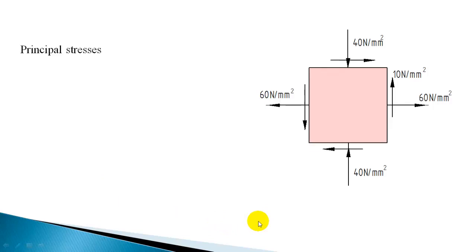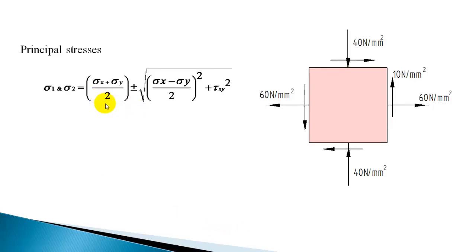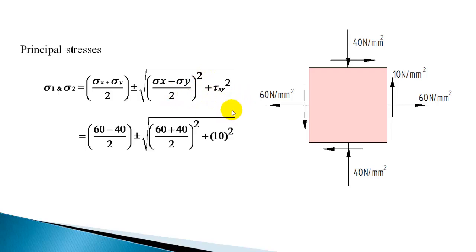Now the principal stresses are given by sigma x plus sigma y by 2 plus or minus root of sigma x minus sigma y by 2 whole square plus tau xy square. Substituting for sigma x and sigma y, sigma x is 60, sigma y is minus 40, so 60 minus 40 by 2 plus or minus root of 60 plus 40 by 2 square plus 10 square, which will give 60.99 megapascal and minus 40.99 megapascal. These are the principal stresses.